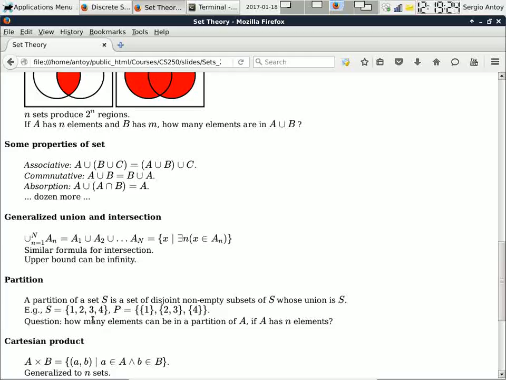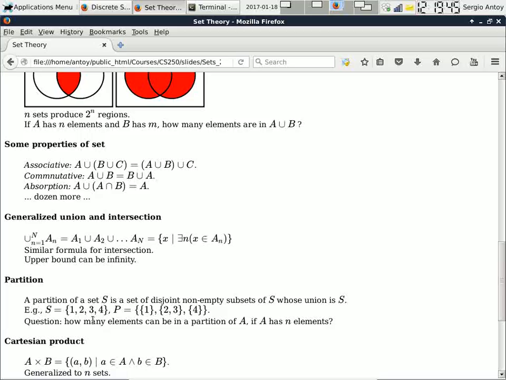So what is a partition? We have a set, we take subsets such that every subset is not empty. And when we put all the subsets together, we get the set. The set of these subsets is called a partition.